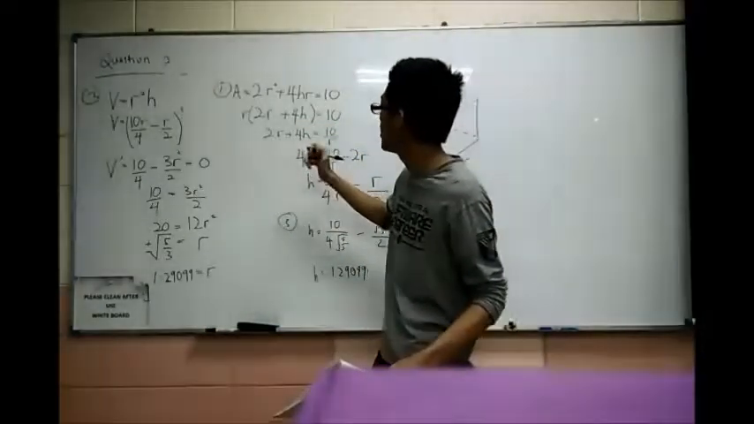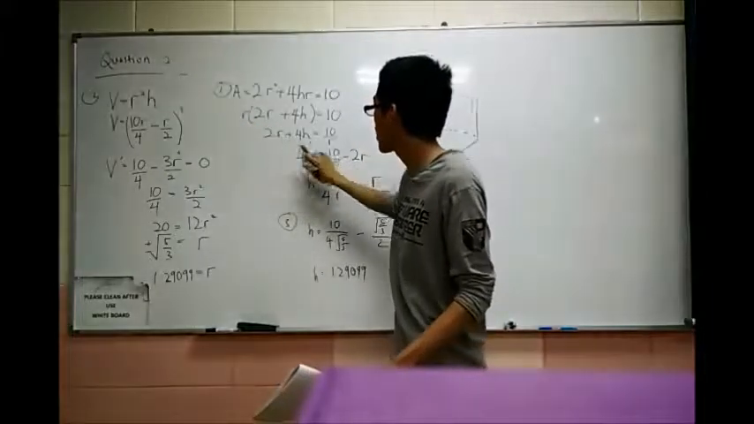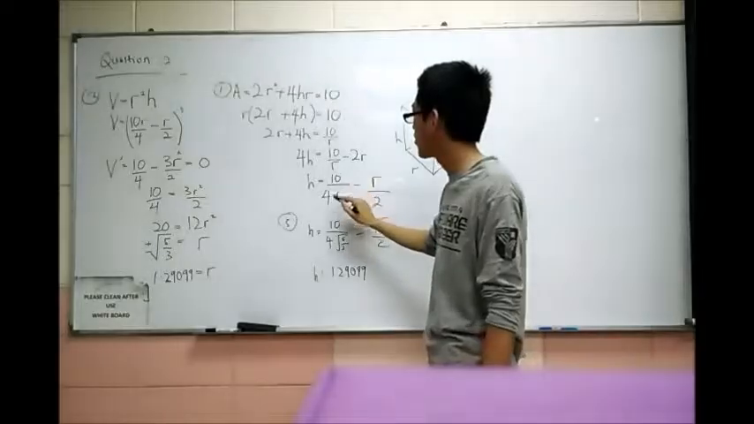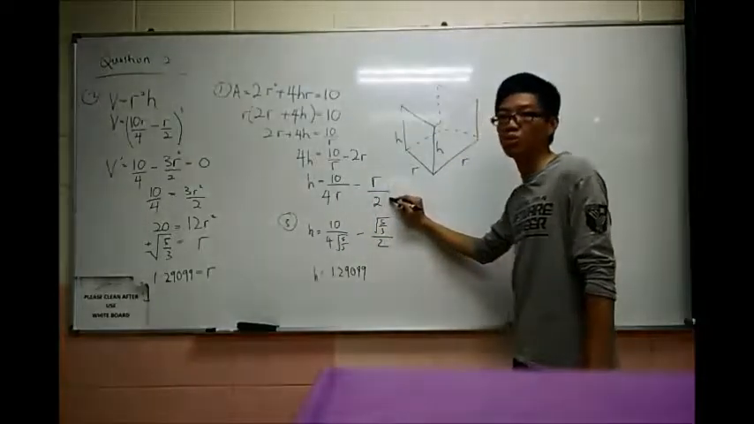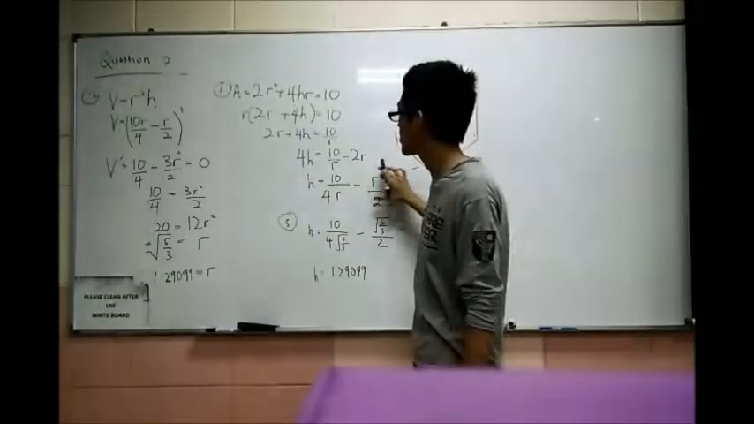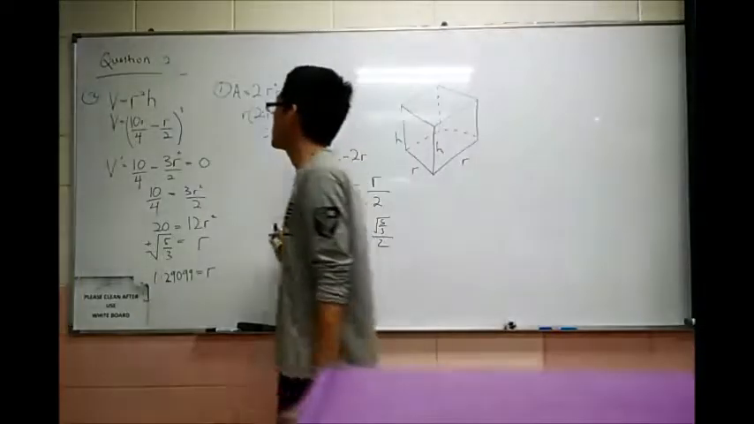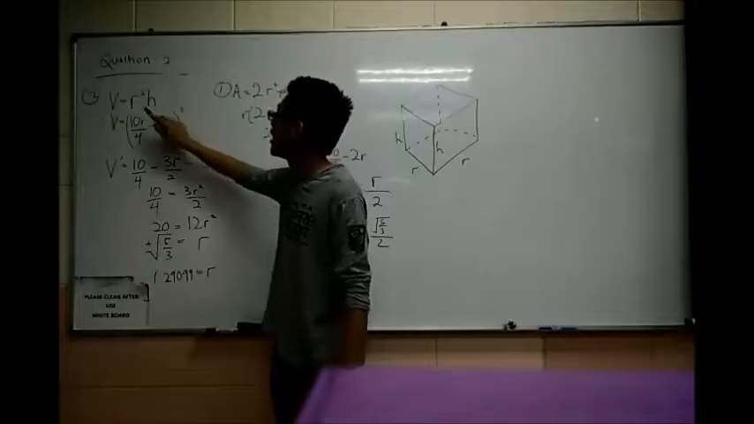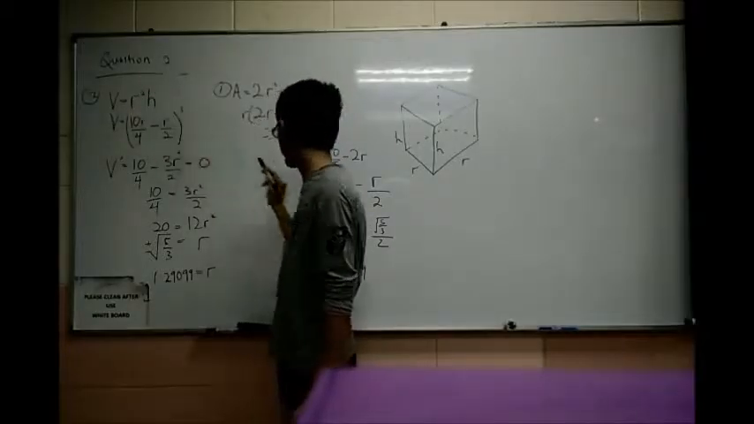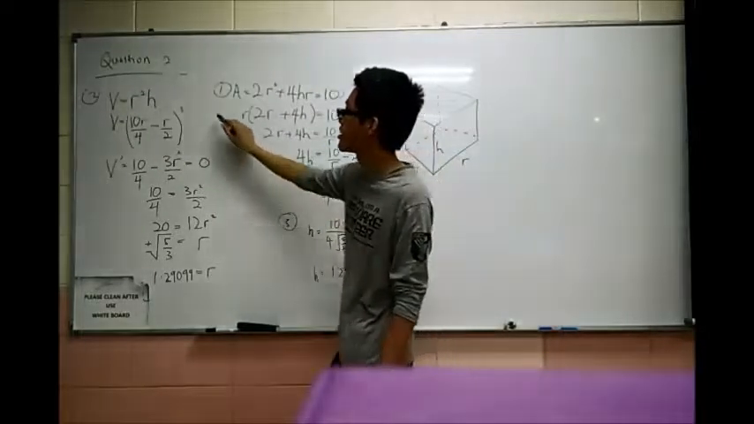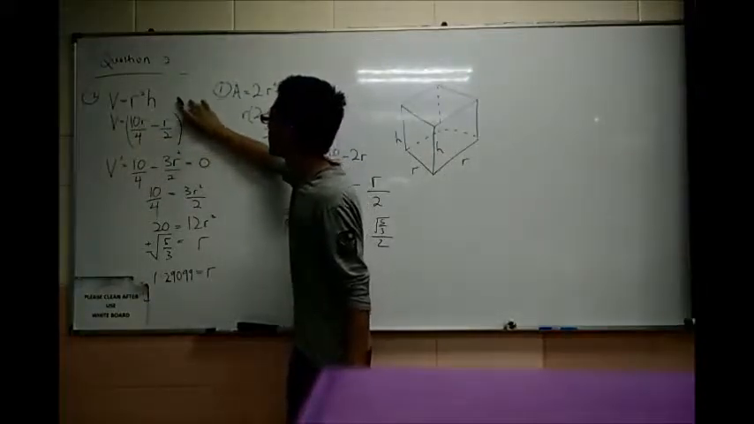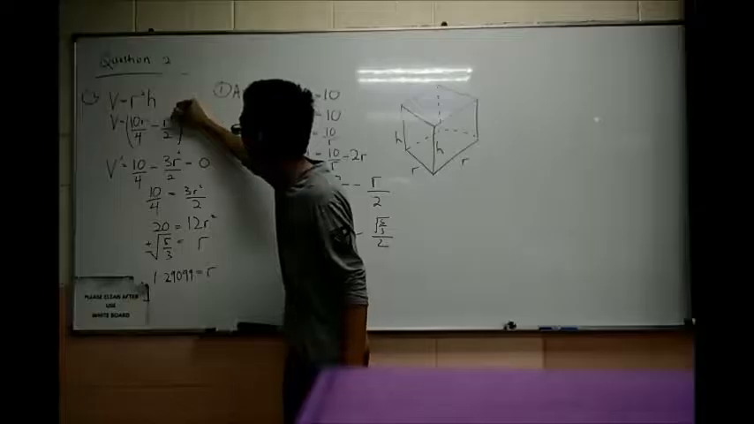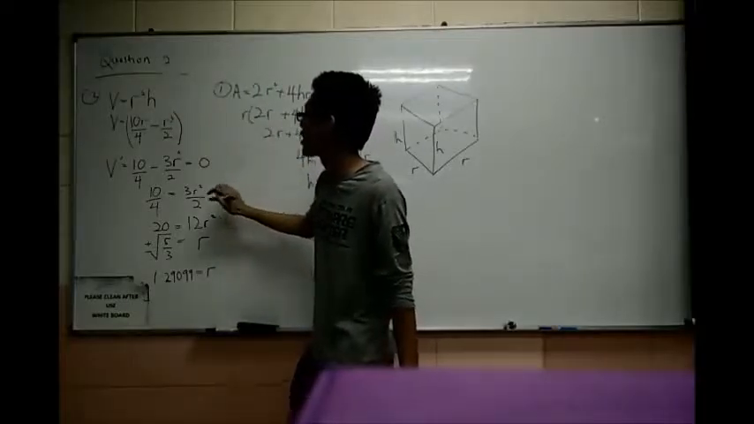So let's find the h first. We simplify everything here, and then we get h equals 10 over 4R minus R over 2. So okay, that's the idea. And then we substitute this h inside this equation. We substitute, and then R squared times this equation, we get this. Sorry, this R squared is inside. The R cubed is inside here.